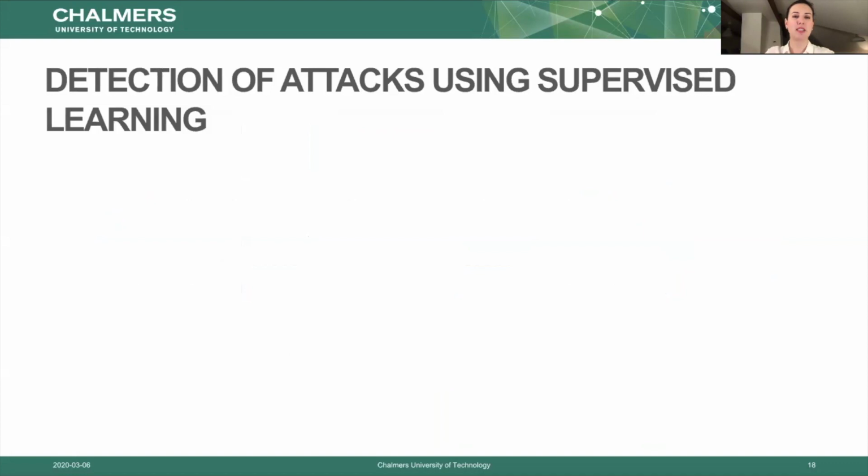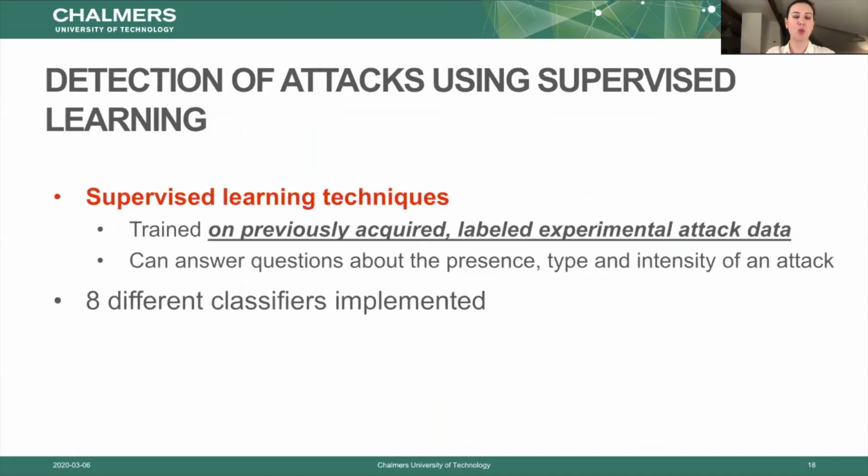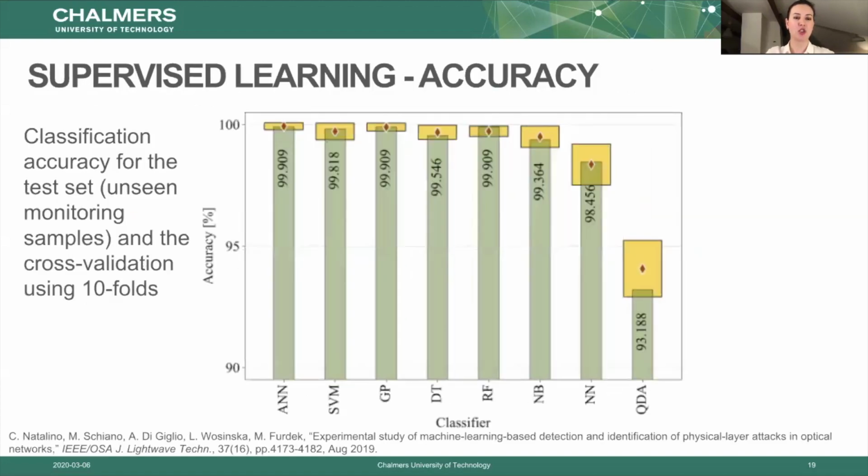When we use supervised learning for attack detection, we train it on previously acquired labeled experimental attack data, and this allows us to answer questions about the presence, the type, and the intensity of an attack. We implemented 8 different classifiers, and their accuracy is shown here. So we have artificial neural networks, support vector machines, Gaussian process, decision trees, random forests, naive Bayes, nearest neighbor, and quadratic discriminant analysis.